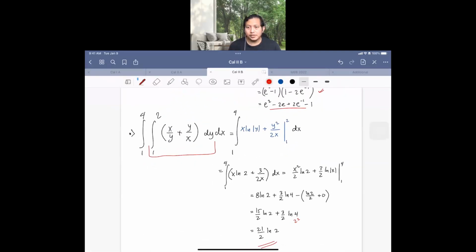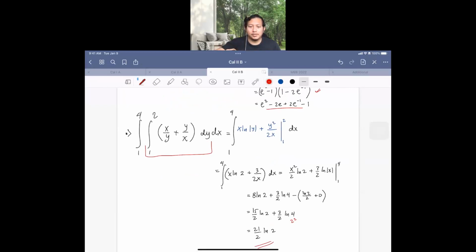Okay, any question on this part? I believe it's not too difficult. Right?